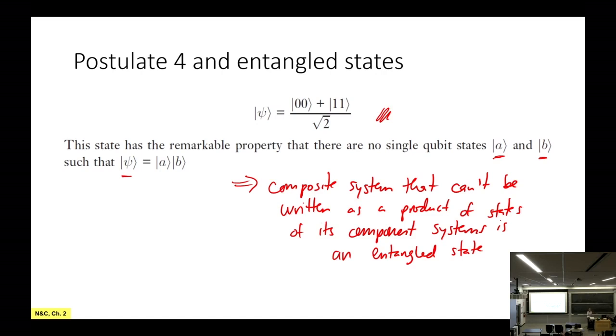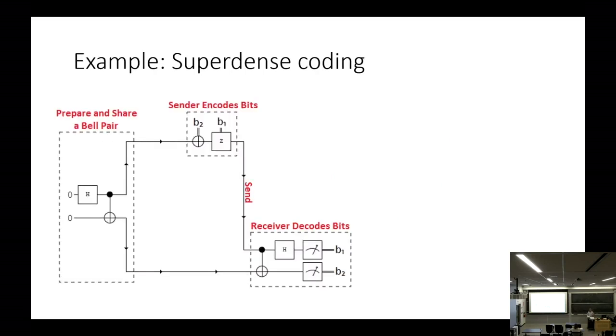And so this kind of state that we have written here is something known as a Bell state. It's one of 4 of the simplest orthogonal entangled states. We'll see the other ones in a minute. We're pretty much only going to work with Bell states when we're considering entangled states in this class, I think. Okay, let's look at a fun example.